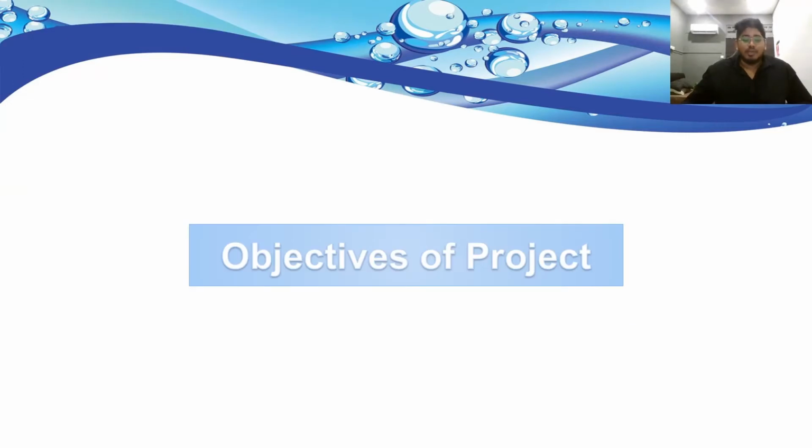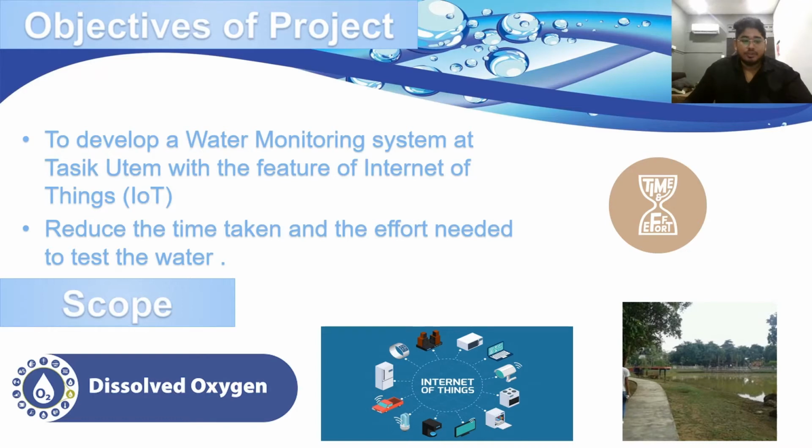And after that we come to the objectives of this project. There are two main objectives. The first one is to develop a water monitoring system at UTeM with the feature of Internet of Things, where I'm going to enable monitoring the dissolved oxygen and biochemical oxygen demand values from anywhere at any time of UTeM Lake.